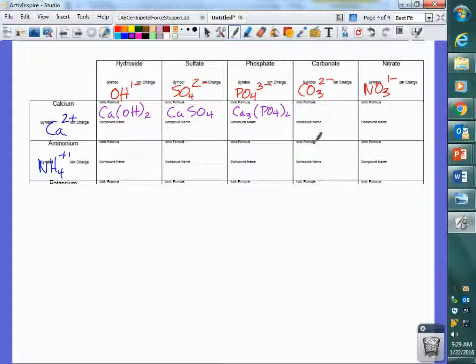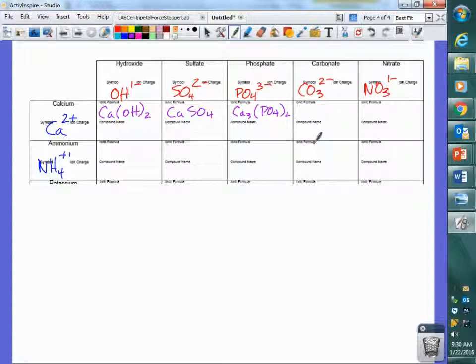Okay. Does that make sense? When we have that 2 positive, 3 negative combination, we talk about the lowest common multiple that we can get to, which is 6, right? We need 3 calciums to get to 6 positive charges, but then we need 2 phosphates to get to 6 negative charges. What's the name of that compound going to be? Calcium phosphate. The ratio doesn't have any role in naming that compound.